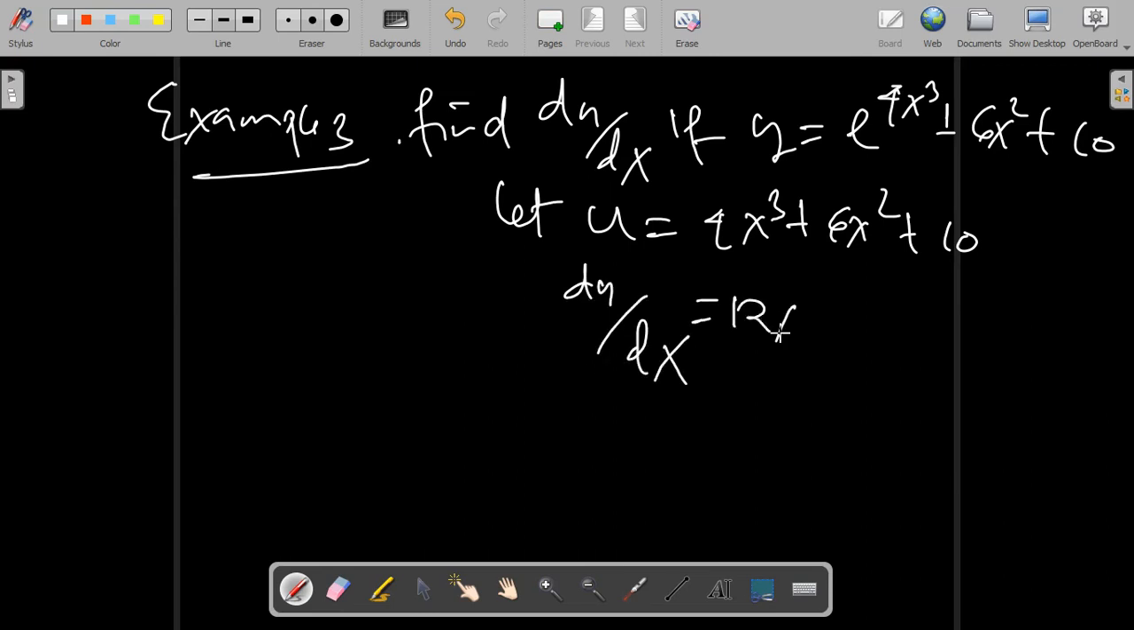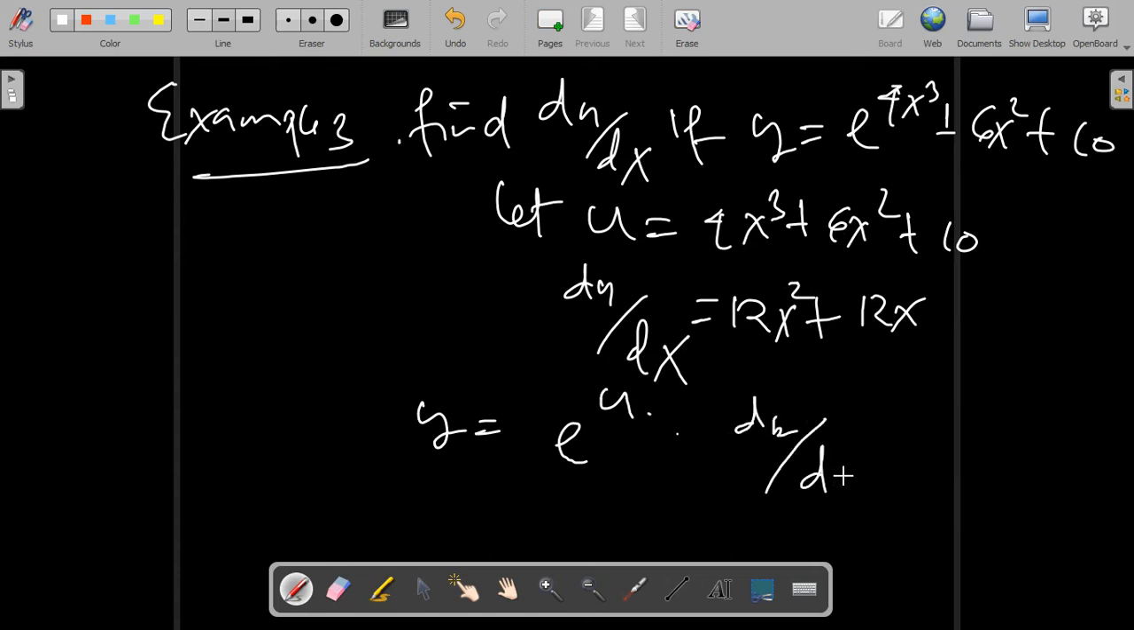This will give you 12x squared plus 2 times 6, which is 12x, then plus the constant, which is equal to 0. The equation remains as this. Now from this u function, our y, which is equal to e raised to the power of this function, is equal to e raised to the power of u. So dy over du is equal to e raised to the power of u, as its constant does not change. Now after taking this, let us plug into our formula.